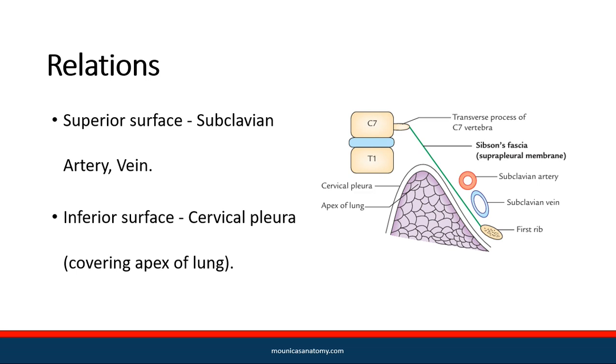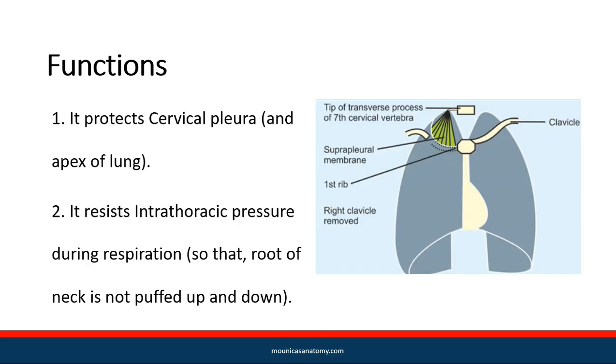Relations. Superior surface related to subclavian vessels. Inferior surface related to cervical pleura. Functions. Protects cervical pleura and underlying apex of lung. Resists intrathoracic pressure during respiration.